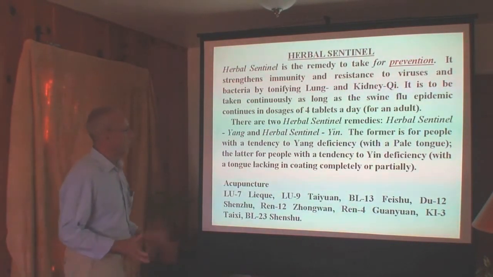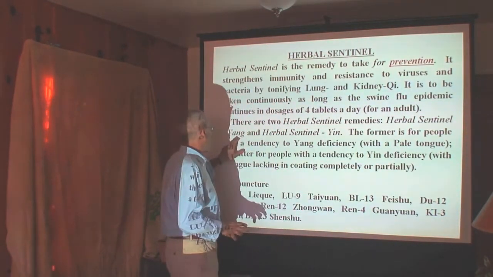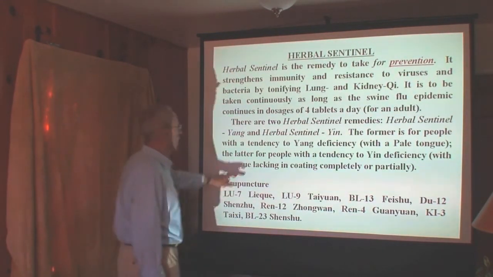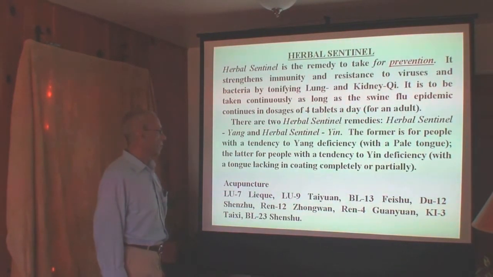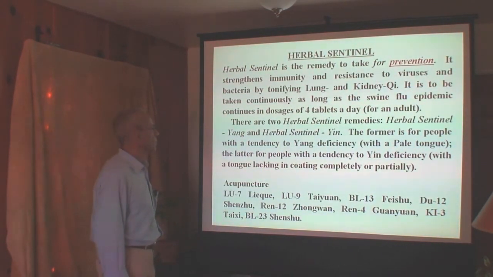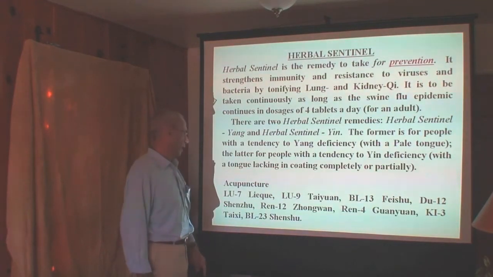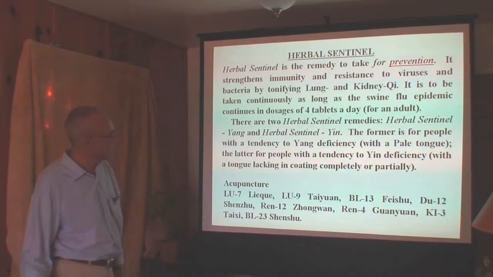I have 2 Herbal Sentinel remedies, 1 yang and 1 yin. The Herbal Sentinel Yang is for people with a tendency to yang deficiency. And the Herbal Sentinel Yin is for people with a tendency to yin deficiency, i.e. the tongue may be lacking in coating completely or partially. And by the way, from the acupuncture point of view, a very good way to tonify lungs and kidneys is with the back shu points: Bladder 13, Du 12, and Bladder 23, Shen Shu.